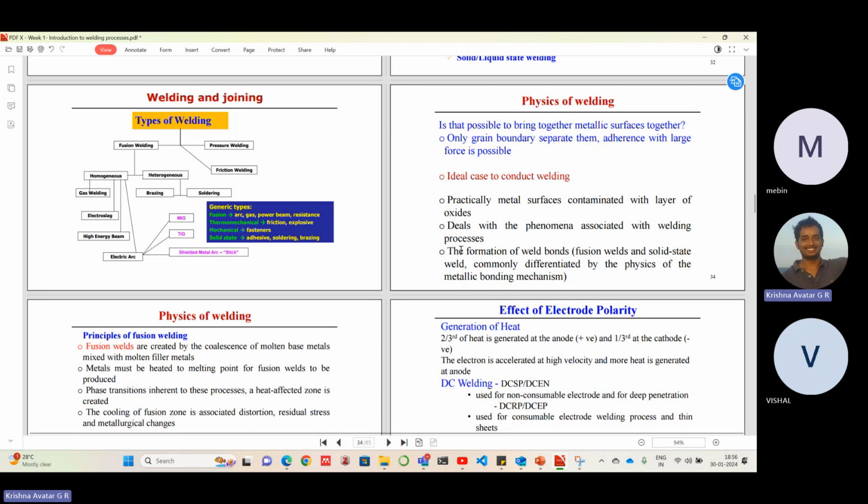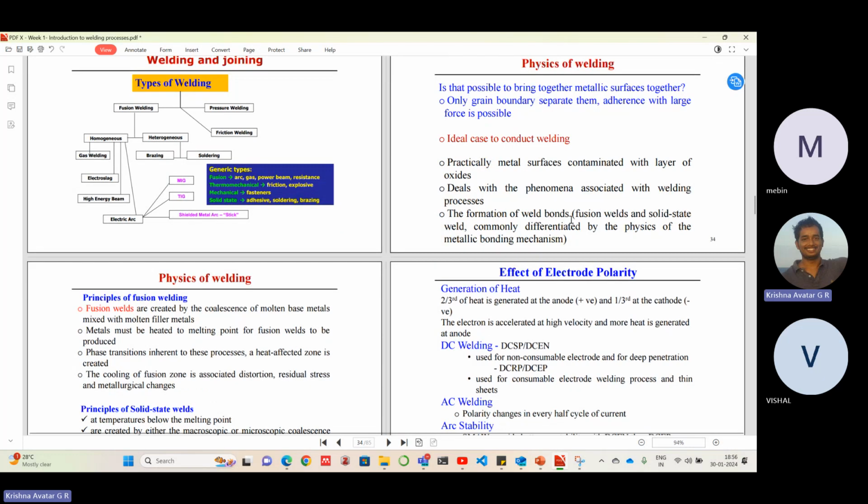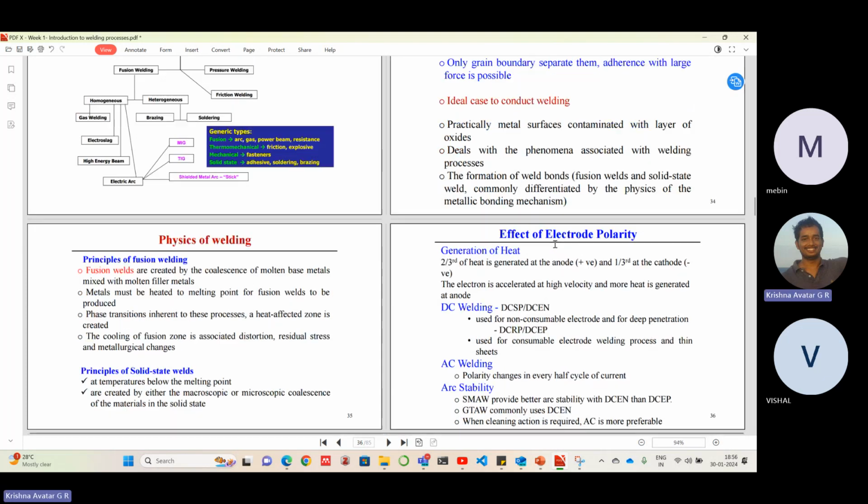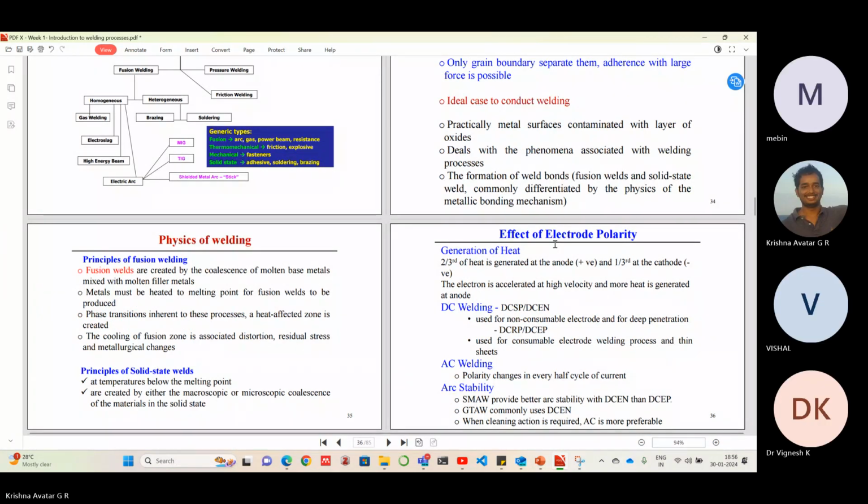This deals with the phenomena associated with welding processes, the formation of weld bonds, which are fusion welds and solid state welds, differentiated based on the metallic bonding mechanism. For the principles of fusion welding, they are created by the collision of molten base materials mixed with molten filler metals. The metals must be heated to the melting point for fusion welds to be produced. Phase transitions are inherent to these processes.